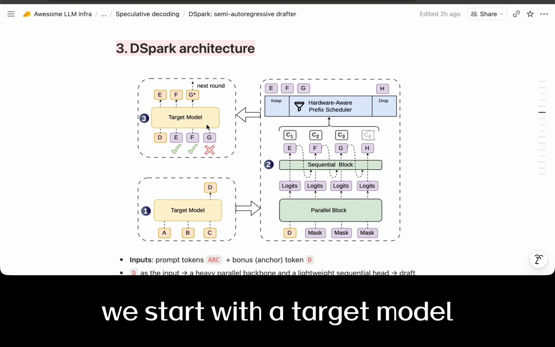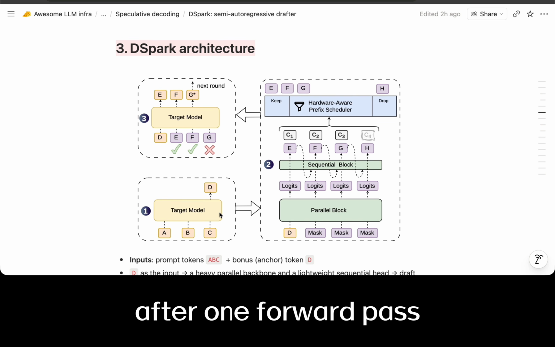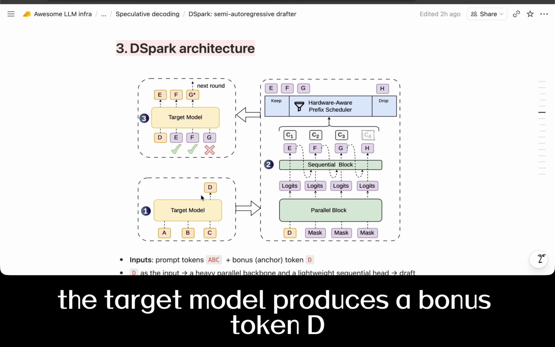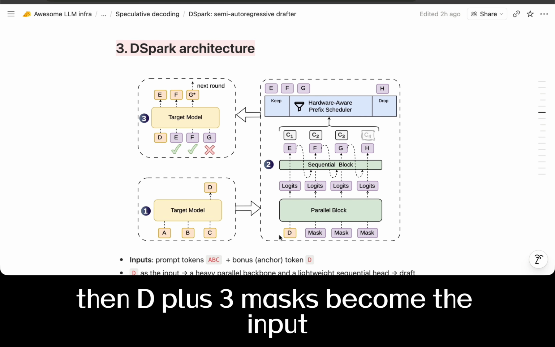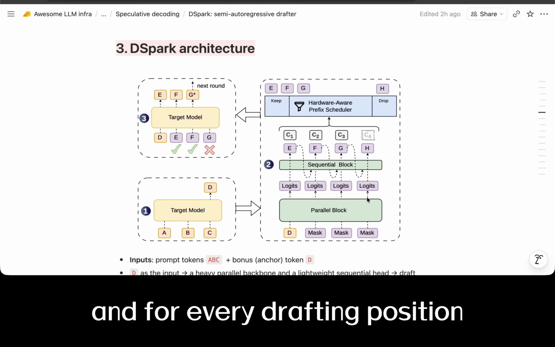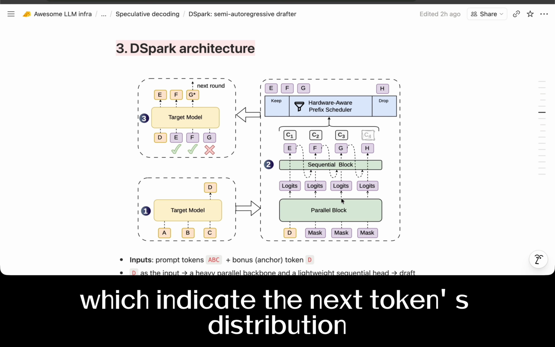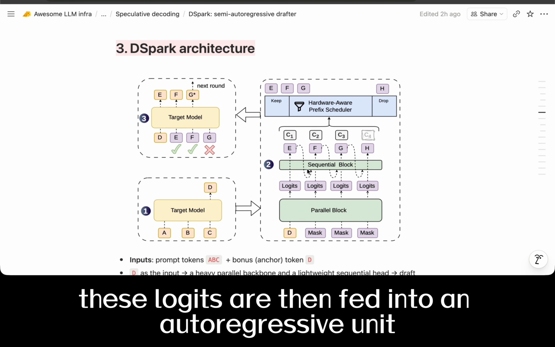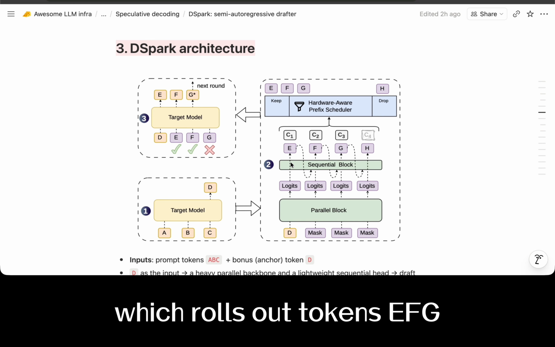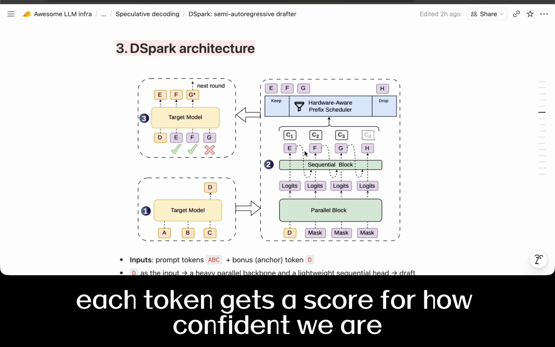Alright, enough setup. Let's see DSpark end to end. We start with the target model. Assume the prompt is tokens A, B, and C. After one forward pass, the target model produces a bonus token D, or the anchor token. Then D plus 3 masks become the input. That input runs through the parallel drafting unit, and for every drafting position, it outputs logits, which indicate the next token's distribution. These logits are then fed into an autoregressive unit, which rolls out tokens E, F, G, and H in sequence.